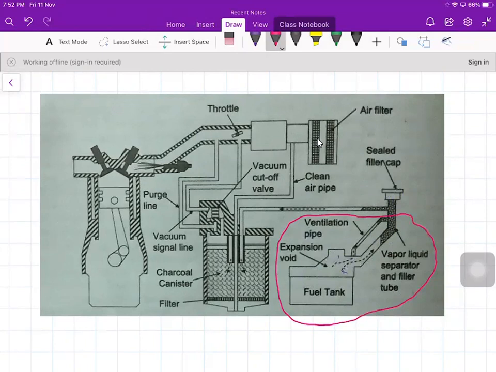Now what happened? Whenever the seal cap is open, the vapor escapes from the pipe. We don't want to waste this vapor form of hydrocarbons, isn't it? That is our purpose. We want to utilize the hydrocarbon. We don't want it to go outside or be emitted into the atmosphere, but we want it to participate in the combustion.